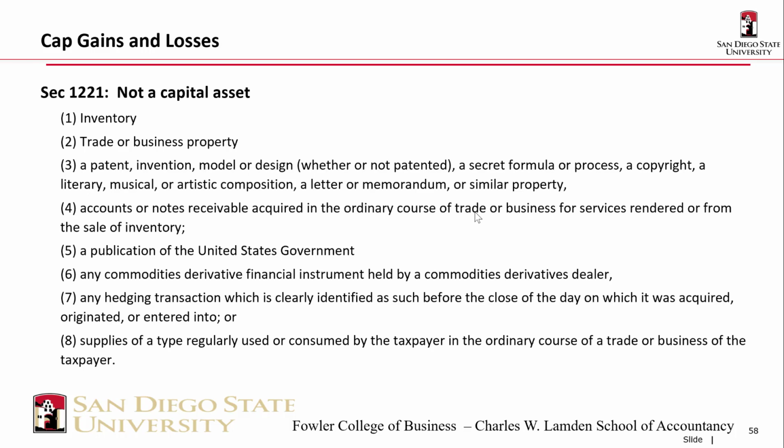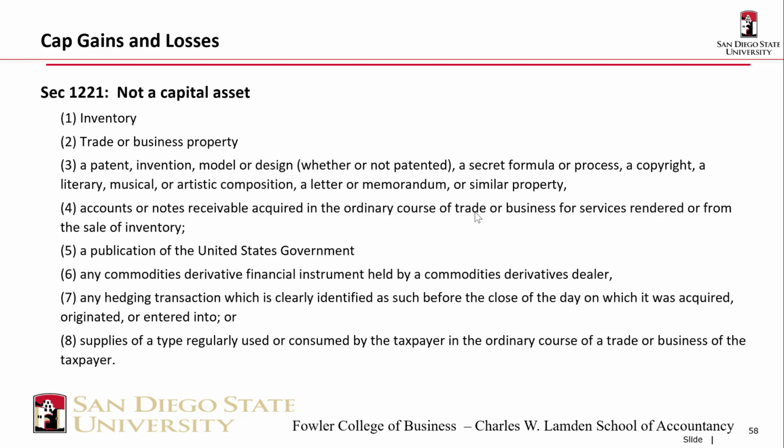So what is not a capital asset? Section 1221 of the Internal Revenue Code lists out all these items. And of all of them, inventory isn't a capital asset. That's going to generate ordinary business income. Go down to number 4, accounts and notes receivable acquired in the ordinary course of business, right? So if I sell inventory and I get an account receivable for it, when I collect that account receivable, that's also not a capital asset, right? That is an ordinary asset.